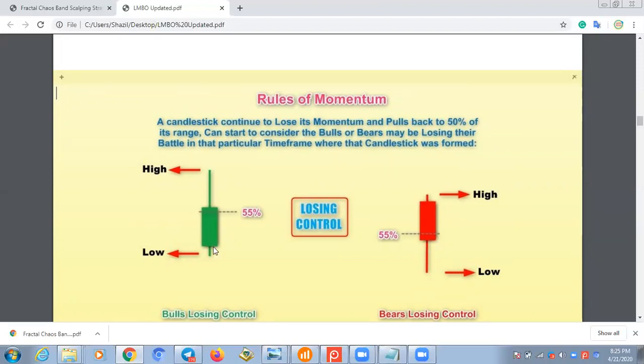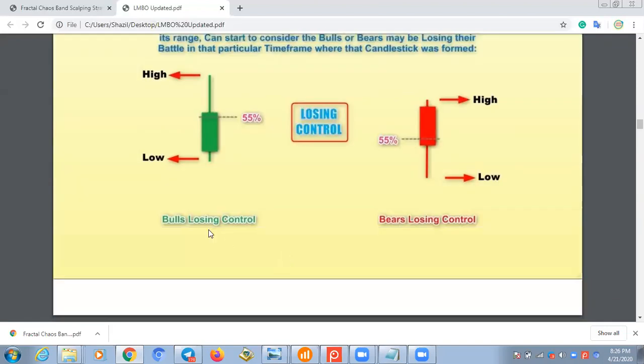In a buyer's candle, if you find rejection from the higher side and the price goes down, it means it's losing control. In a bearish candle, if you find this type of rejection, going up and closing at the 50%, 55%, or 40% level, it shows the momentum is losing. Control is lost by these sellers and these buyers. So this is the bulls losing control, meaning the buyers are losing control, and the bears losing control, meaning the sellers are losing control.